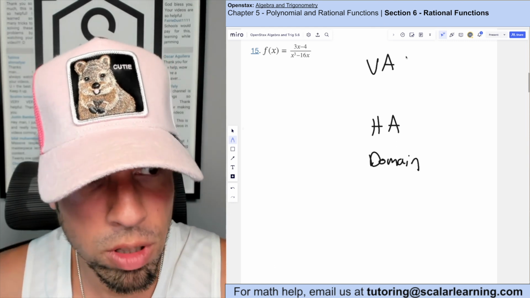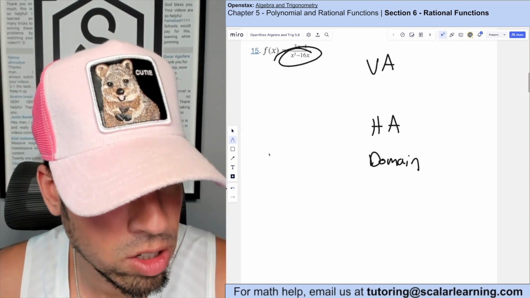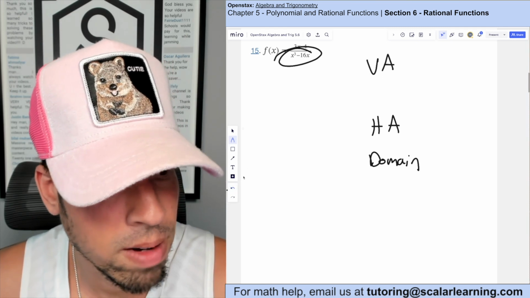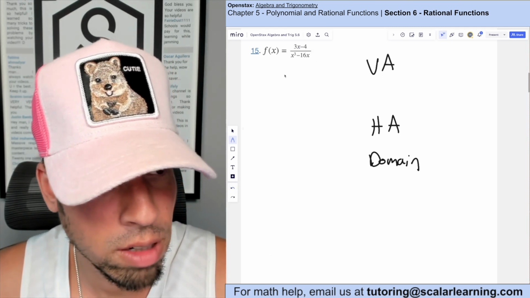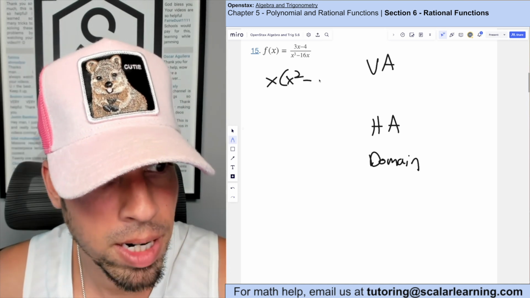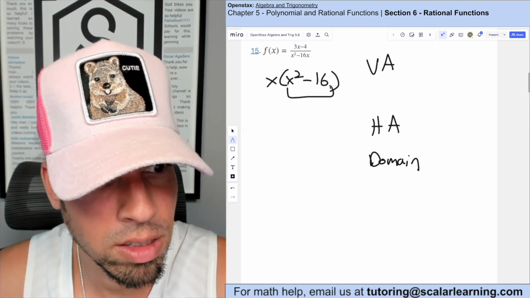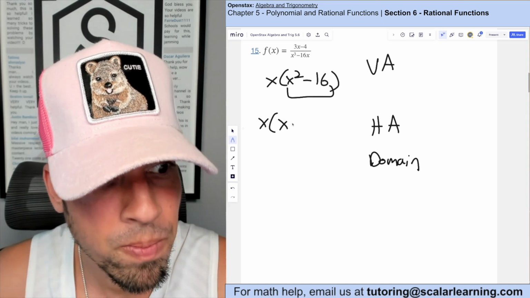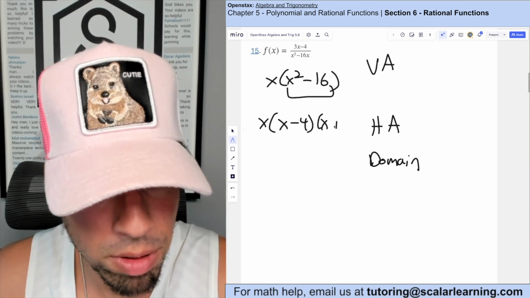So we're going to start with the vertical asymptote, and that's going to be when the denominator is going to go to 0. So we're going to factor that. First, I see it's got a GCF of x, so I'm going to pull that out, and we've got x squared minus 16 left inside. And then this is a difference of squares, so let's factor that more. X minus 4, x plus 4.